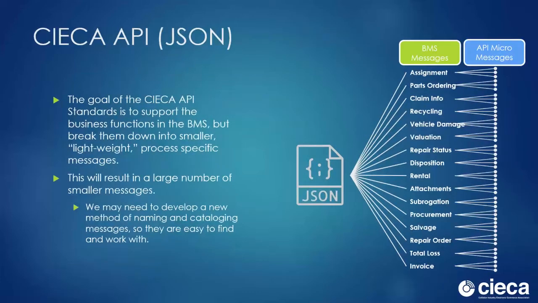Our next chapter then is the CIECA API Standards project. The goal is to support all processes handled by the BMS, but take advantage of the newer format, JSON. While the BMS tailored messages to specific business needs, many of the messages were quite large in terms of data and information included in them. JSON lends itself better to much smaller, more lightweight messages. These micromessages, as we're calling them, will contain only the information necessary for a specific transaction. This is more efficient in terms of data transfer, but it also supports improved data privacy.